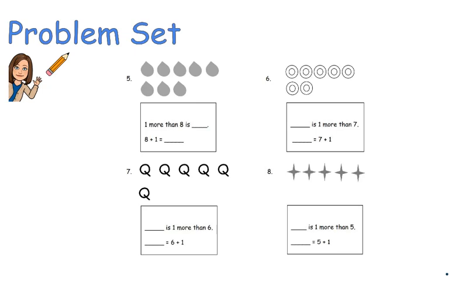Alrighty, let's see. We have 1, 2, 3, 4, 5, 6, 7, 8. We have 8 here. We need one more. So I'm going to draw one more. Now we're going to count. 8, 9. And fill in your equation right here. I'm going to let you do this part by yourself.